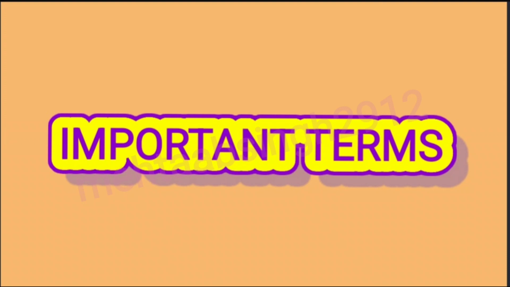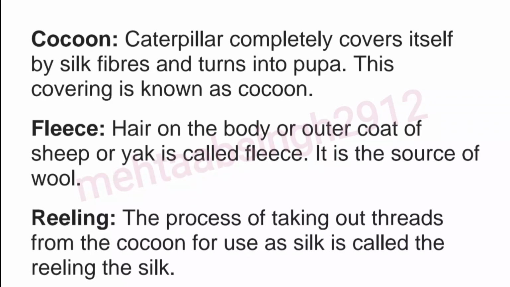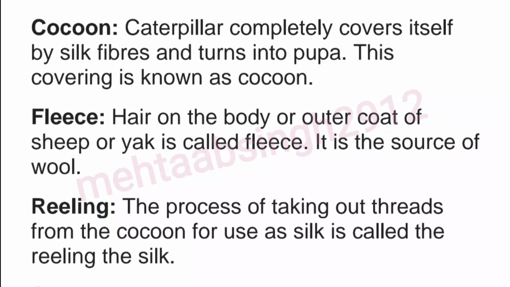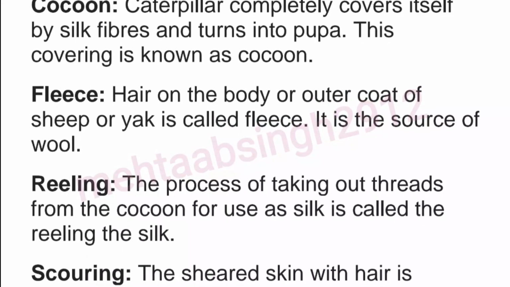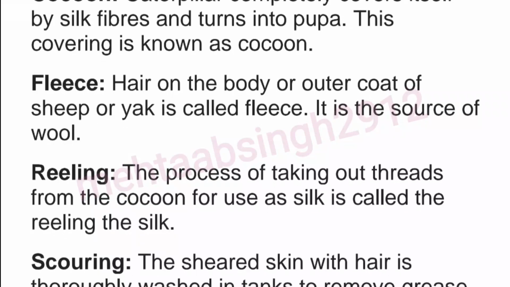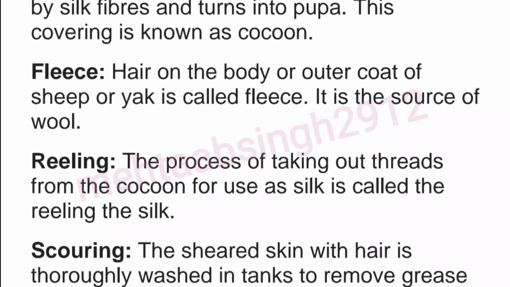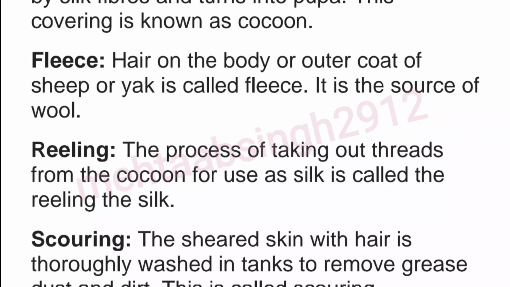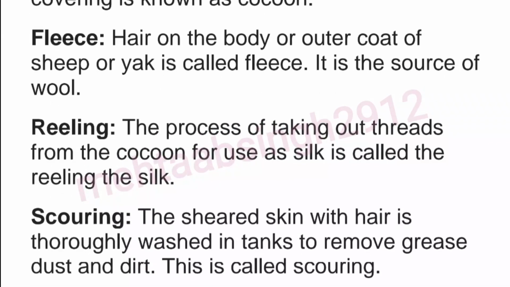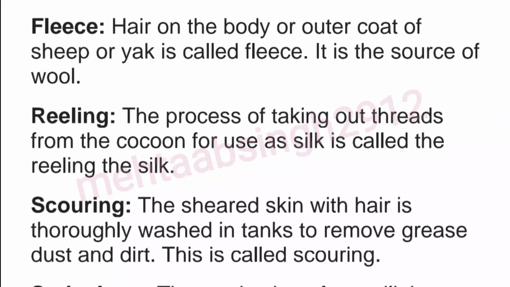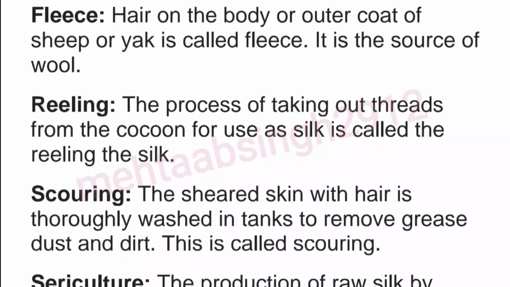Important terms. Cocoon. The caterpillar completely covers itself with silk fibers and turns into a pupa. This covering is called a cocoon. Fleece. Hair on the body or outer coat of sheep or yak is called fleece. It is the source of wool.